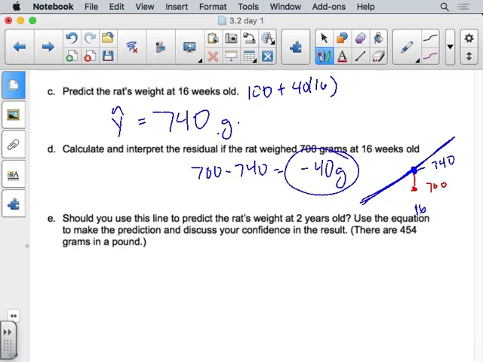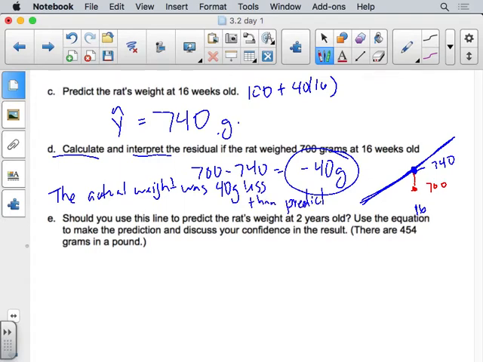The most commonly missed part of residuals is that you would put positive 40 instead of negative, or you'd put negative instead of positive. So I think the picture helps. Can we say it's 40 grams under the predicted? You could say that, yeah. Since I'm calculating, I should write some sort of interpretation. So it should be like the actual weight was 40 grams less than predicted.